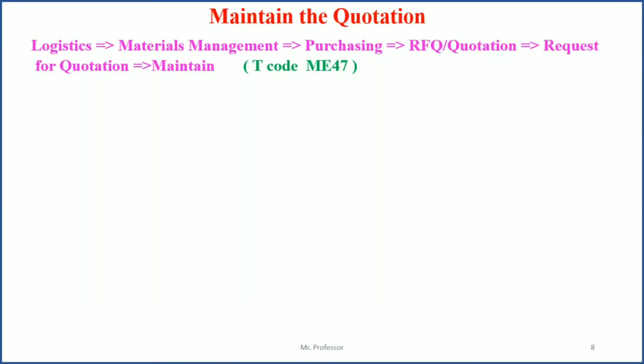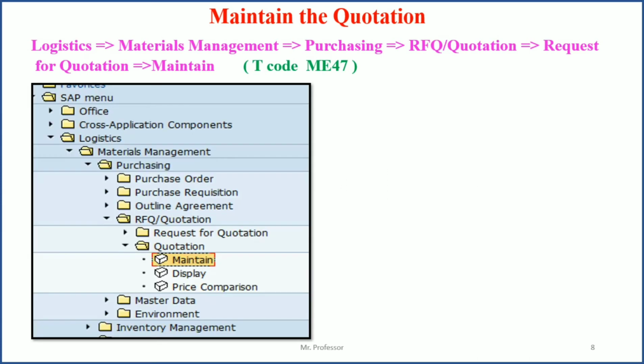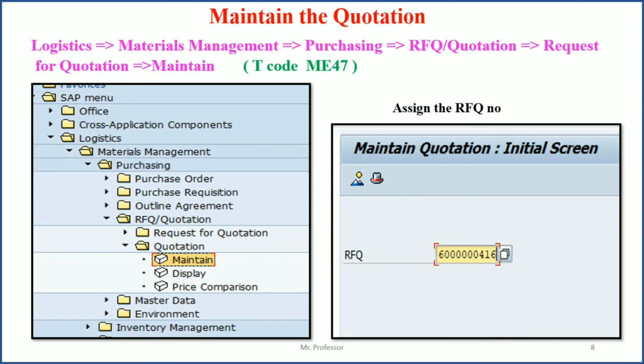Next, we are going to see Maintain the Quotation. There you can use the activities of this role to record and maintain the data submitted to you by the vendor in a quotation, examples being prices, conditions, and terms of delivery, in your SAP system. Here we can maintain activities in materials management. The path to maintain the quotation is shown.